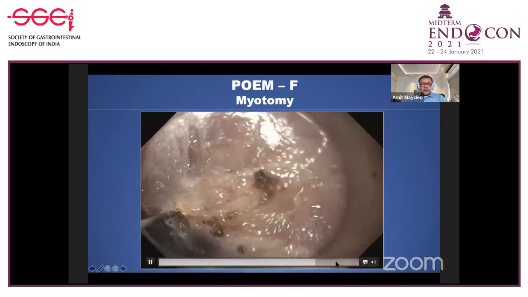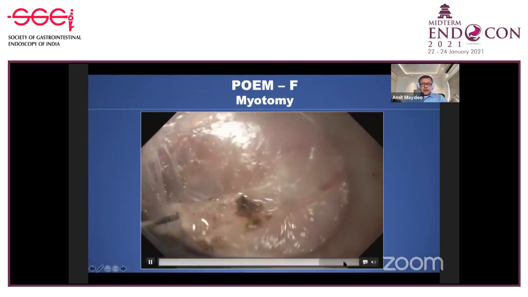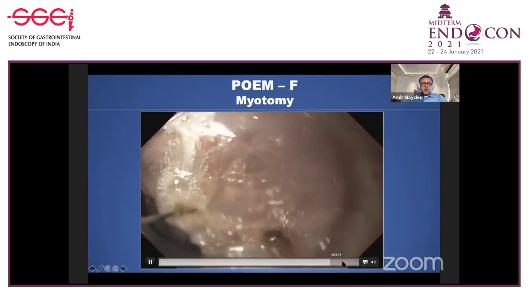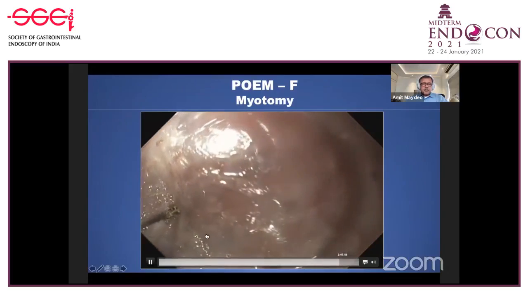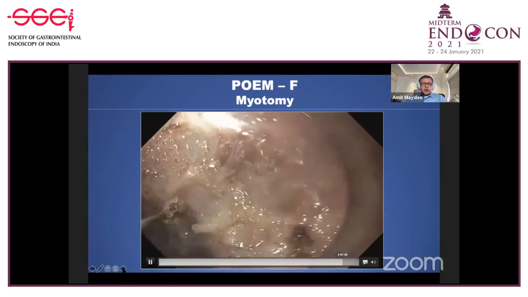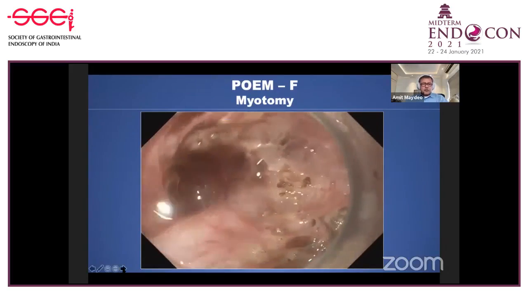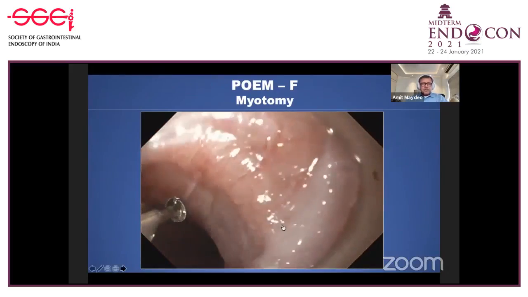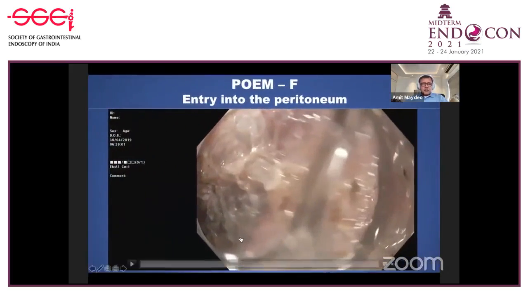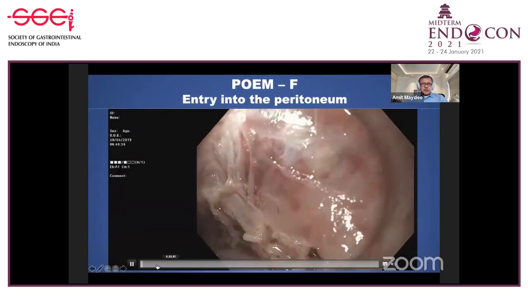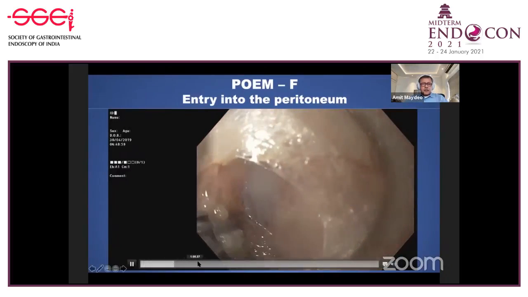However, once you have identified this phrenoesophageal fat pad, then you have to slowly angulate the scope upwards towards 11 o'clock direction, and then you have to start nibbling on that fatty tissue. And after doing that, we will start seeing the visceral peritoneum. And then once you see the visceral peritoneum, with the coag grasper itself, we open the visceral peritoneum.